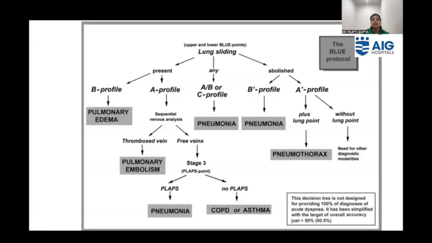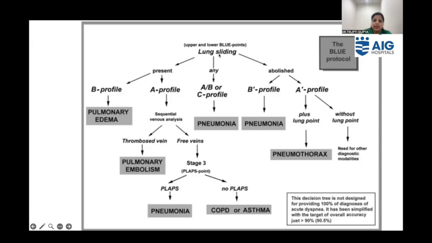So this is a flow chart which is very useful in ruling out various common diseases that affect the lung. This is described in the BLUE protocol. What happens is, first we will examine the upper and lower BLUE points. We check for lung sliding. If lung sliding is present and the patient is having a B profile, that means the patient is having pulmonary edema.